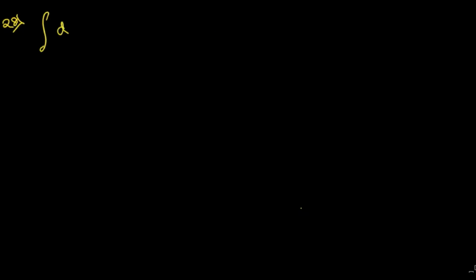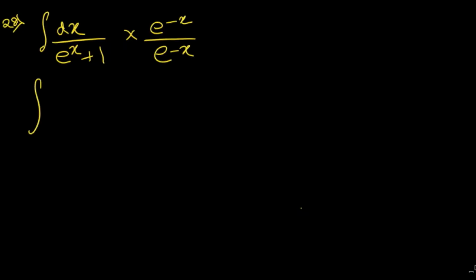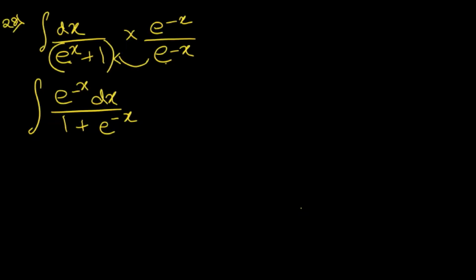Integration of dx by e to the power x plus 1. So we multiply numerator and denominator by e to the power minus x. Then obviously e to the power minus x on the numerator, and e to the power x into e to the power minus x gets cancelled, so it gives us 1 plus e to the power minus x. Remember, we are multiplying this to the total term present on the denominator, not to a single term.